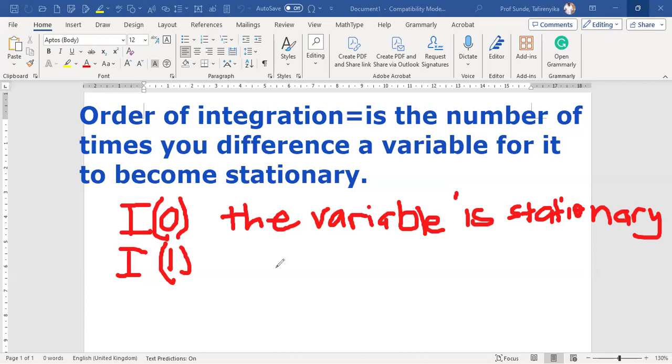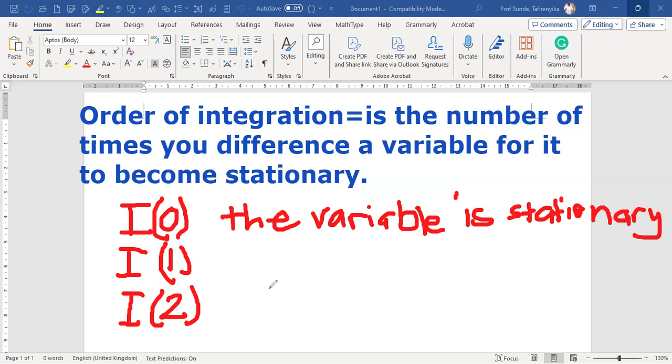You have to difference it once for it to achieve those properties, okay? Then if a variable needs to be differenced twice to become stationary or to achieve those properties, then you write it in this manner. It means you need to difference the variable twice for it to become stationary. That is for it to have a constant mean, constant variance, and constant covariance. So you need to difference it twice.